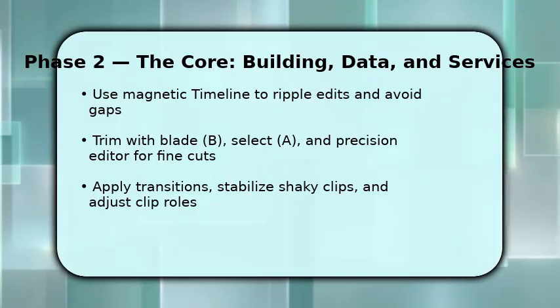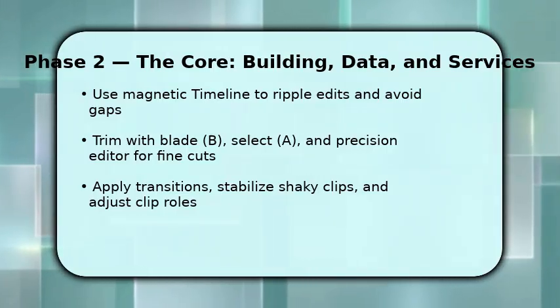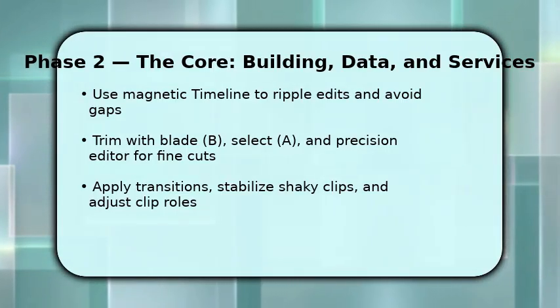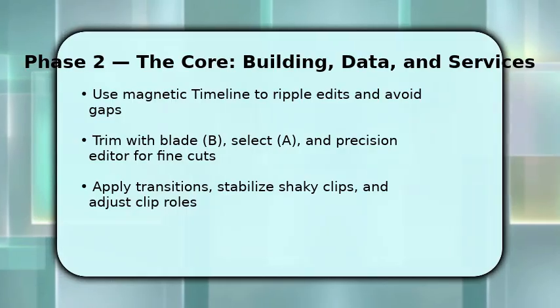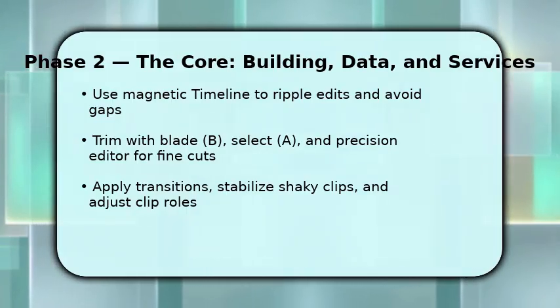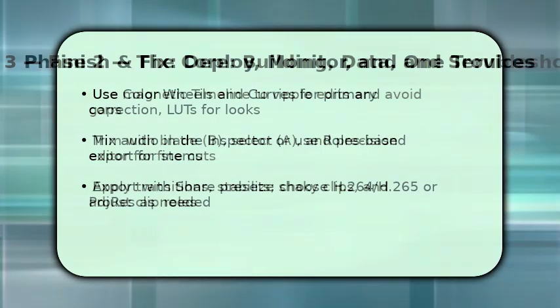Once your structure is solid, add transitions and use stabilization on shaky shots. Then assign roles such as dialogue or music to simplify audio mixing. Make sure to save versions as you go. Finish by balancing color and audio.